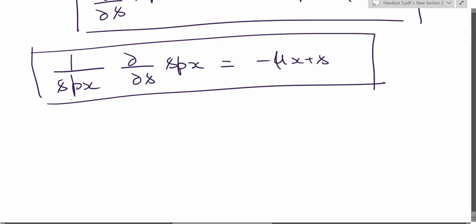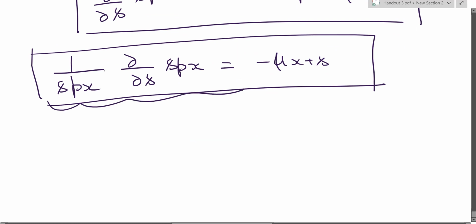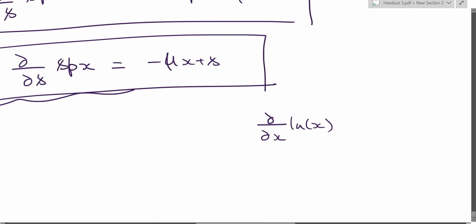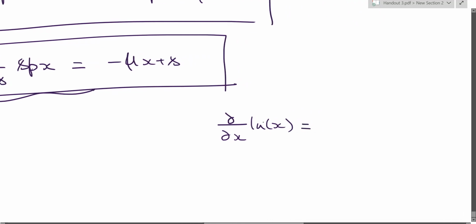Now, what is this whole term on the left hand side? It is 1 upon sPx d by ds of sPx. What is the derivative of d by dx of log x? If you remember, the derivative of log x is equal to 1 upon x. You will apply the chain rule.